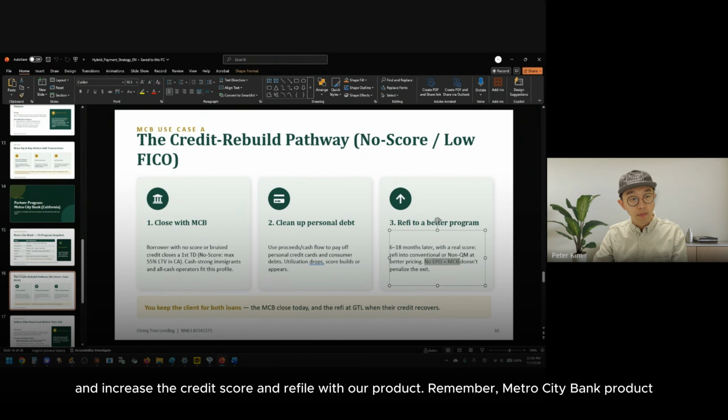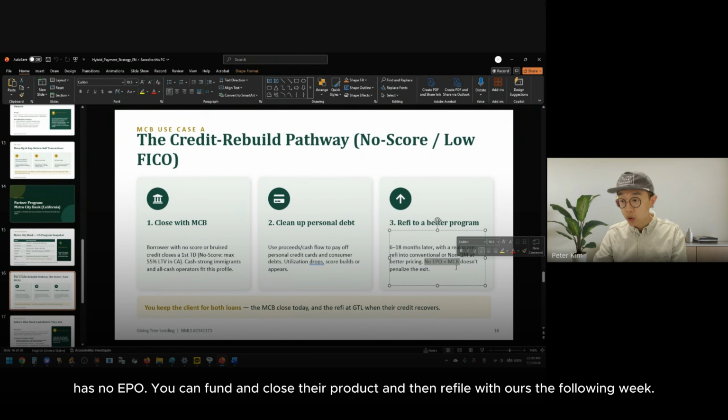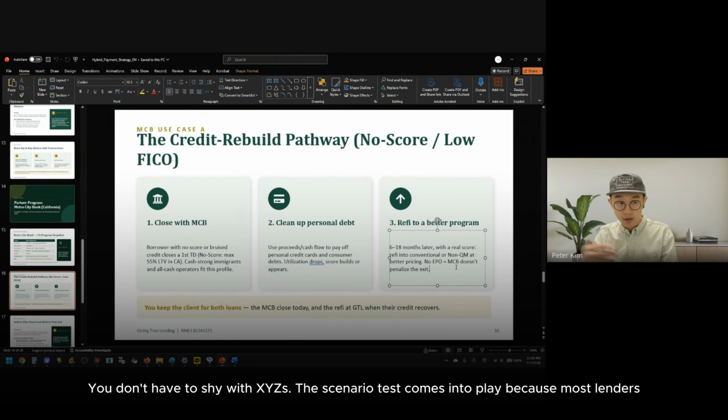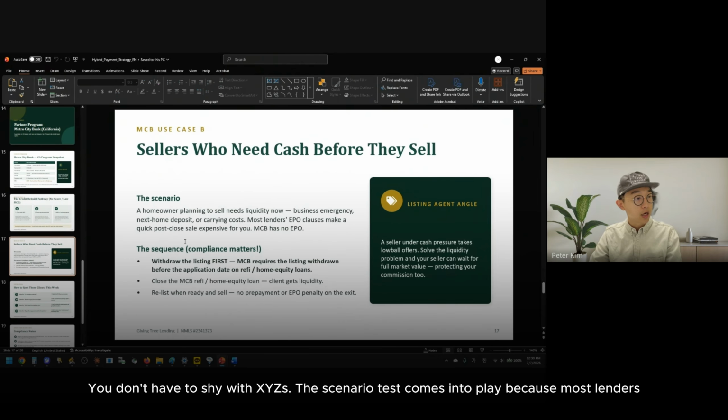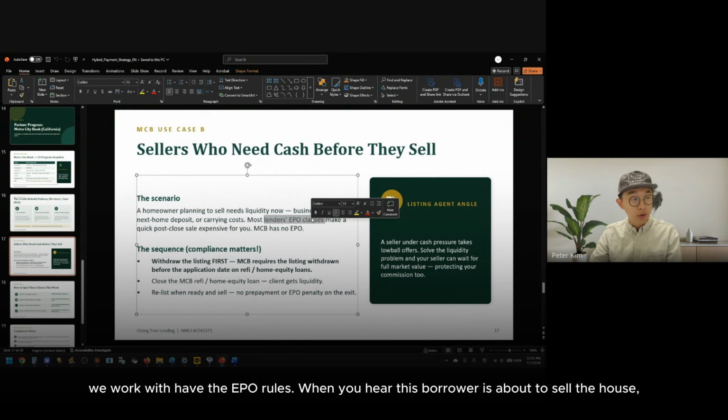Remember, the Metro City Bank product has no EPO. You can fund and close their product and then refi with ours the following week. You don't have to shy away from XYZs. So the scenario test comes into play, because most lenders we work with have EPO rules.